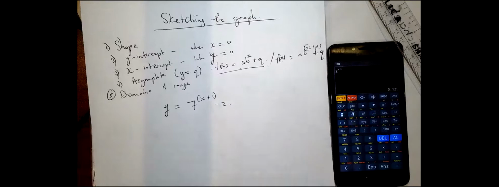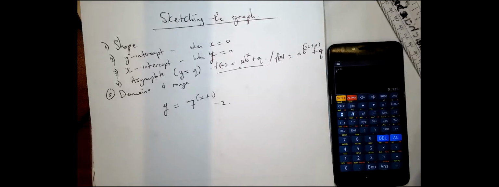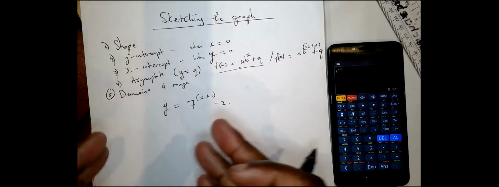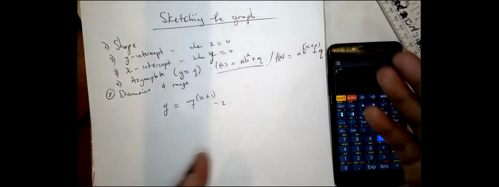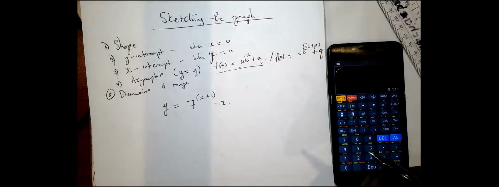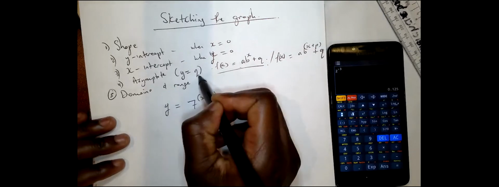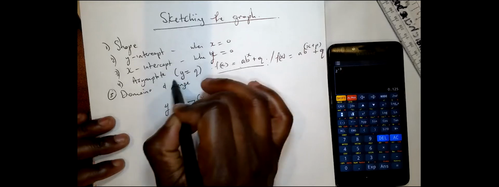Now let's move on to sketching. When you're asked to sketch a graph, what do you require? First of all, you need to see the shape of the graph. Secondly, you need to find the y-intercept. You find the y-intercept by saying x is equal to 0. Then the x-intercept, y is equal to 0. Then the asymptote. Always remember that the asymptote is y is equal to q.